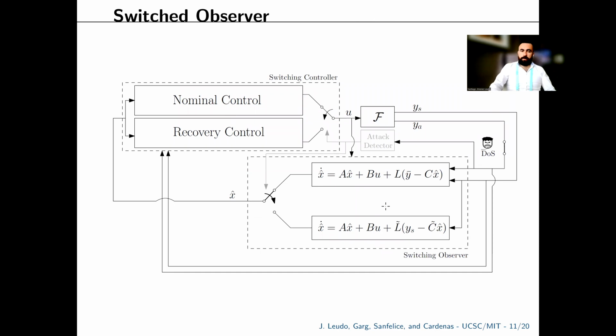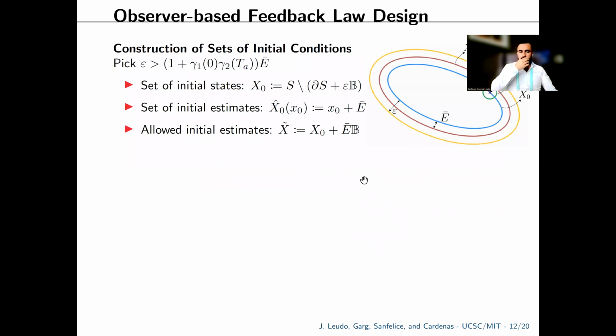to design our controller. We already have the structure of our switching observer, and we're ready to design the controller. But before, we need to define some sets of interest. Assume that you define a set S, the set you want to render safe, and the set of initial states x0 is defined as an epsilon-erosion of the set S. If you select an initial condition and the initial error is bounded, then the initial estimation has to be inside of an E-bar ball of the initial state, and this gives us the set x tilde, the allowed initial estimates.